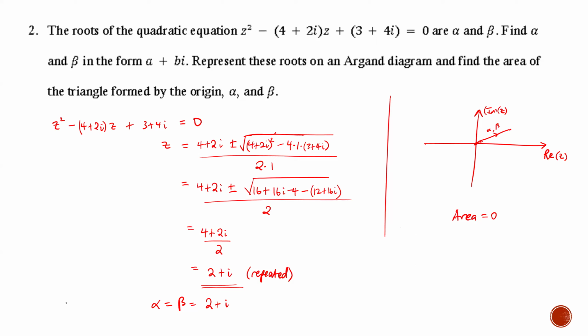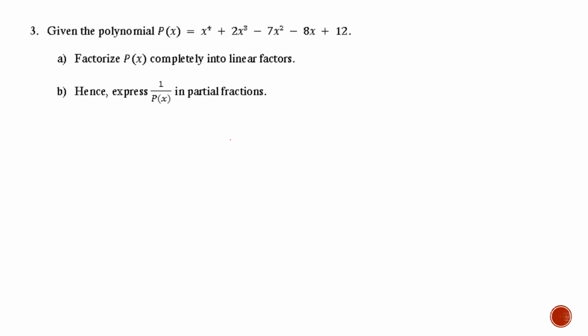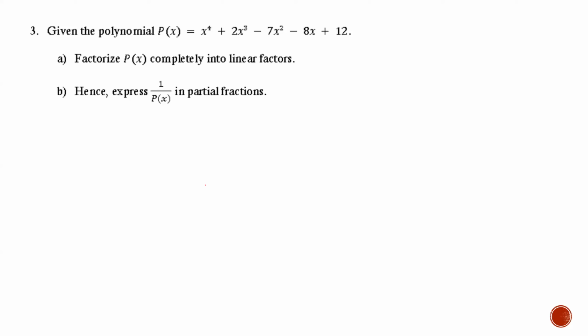Okay. Seems everything is going smoothly, so I will move to the next question, which is question 3. For question 3, we've been asked to factorize p of x completely into linear factors, given that p of x is that polynomial there. It's a quartic polynomial, meaning the highest power of x in that expression is 4. In other words, the degree of the polynomial is 4. So we've been asked to factorize completely into linear factors.